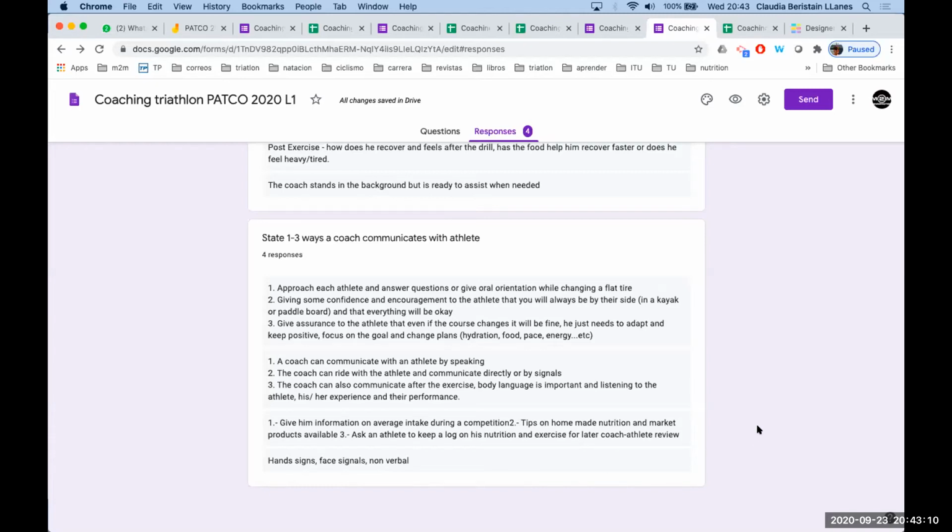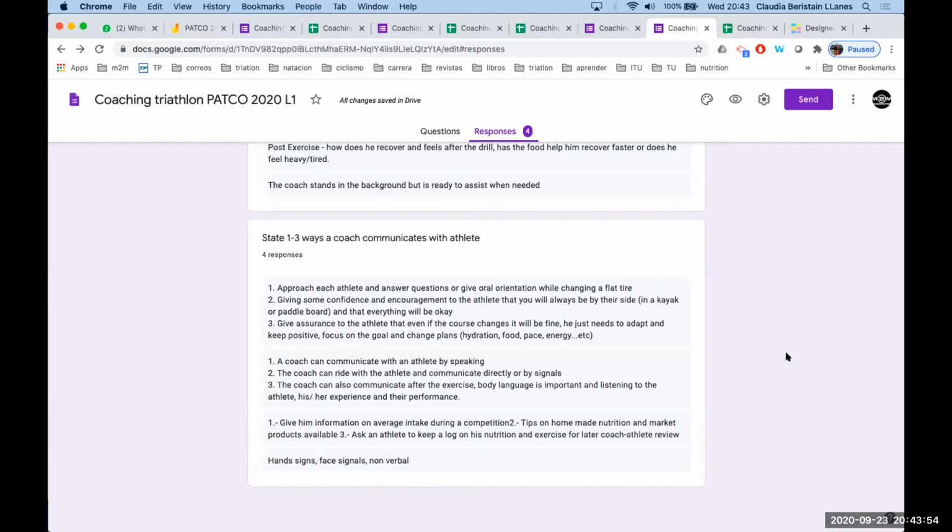So we're going to give him or her information on the average intake, which is what we discussed earlier with the education part. You're going to give them tips of certain things they can do at home, like shakes and stuff that they can make that will help them, and information on different products as well. And we're going to ask the athletes to keep a log as to what it is they would have taken and what exercises they did. So later on, we can review this log with them to see which method of nutrition they chose and which one worked best for them.